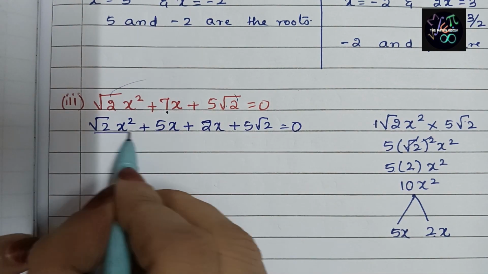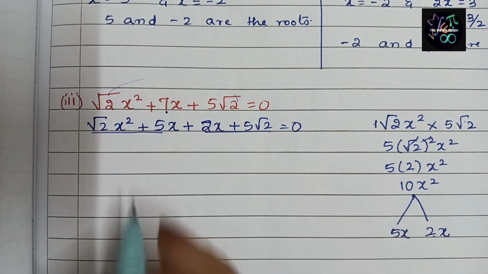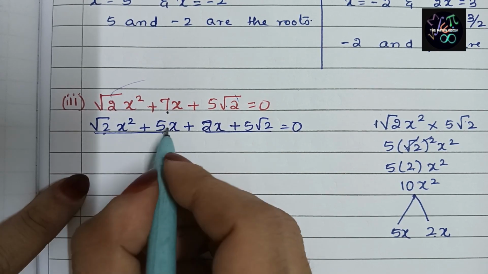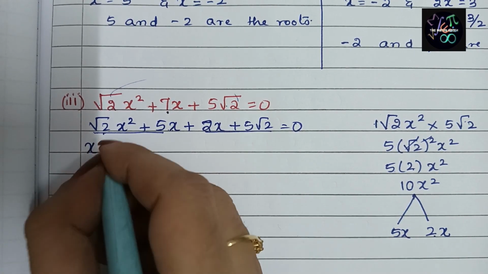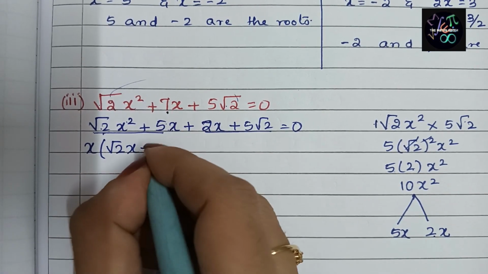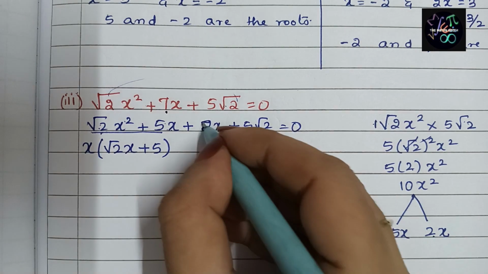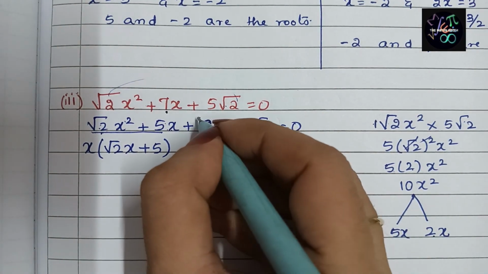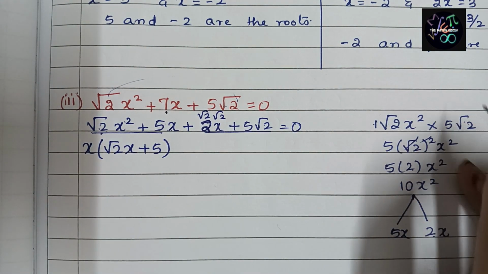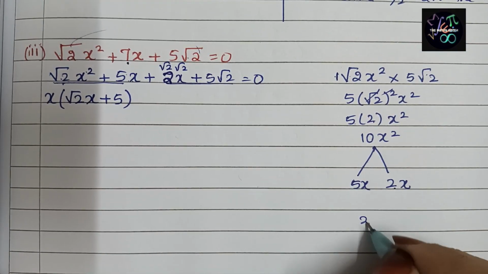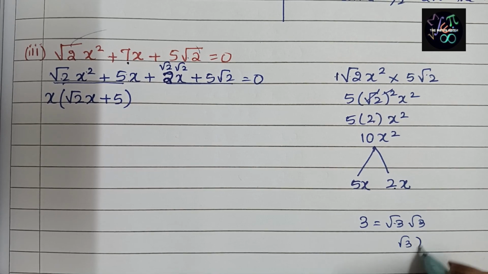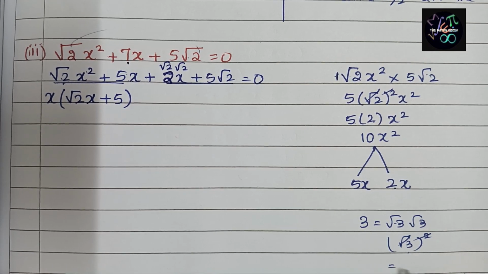Now what is common here? Let us take common. Here we can see we have only x as a common. So I'll take x common. What remains? Root 2, one more x remains, plus 5. But here in place of 2, I will take this 2 as root 2 root 2. Why? Because we know, for example, I'll take any number here, 3. 3 is nothing but root 3 root 3. Why? Root 3 into root 3, square and root get cancelled, again it is 3 only.